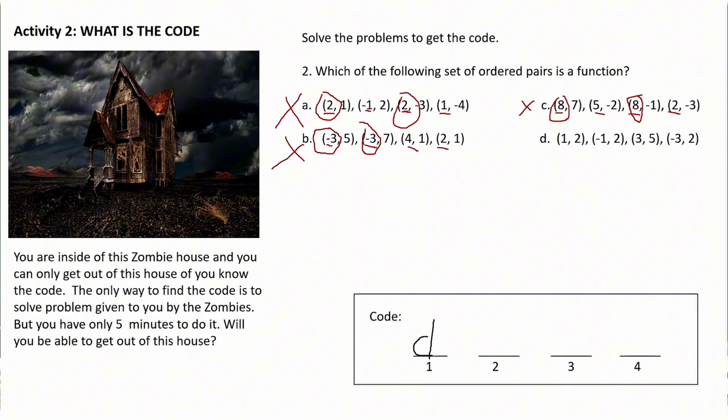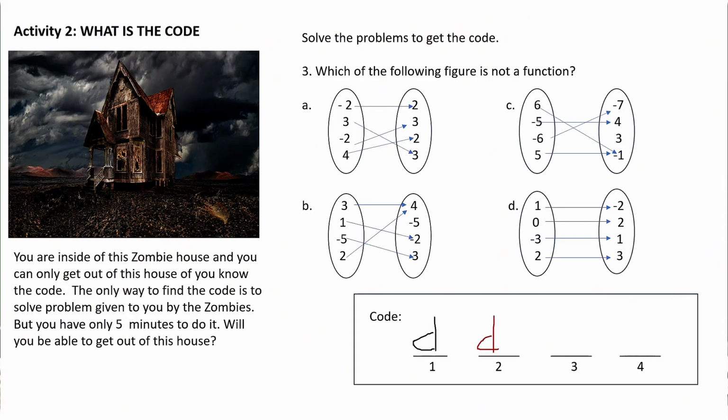For letter D, the values of x are 1, -1, 3, and -3. So there is no repetition of the values of x in letter D because 1 is different from -1, also 3 is different from -3. Therefore, the correct answer is letter D. D is an example of a function. So the second letter of our code is still letter D.